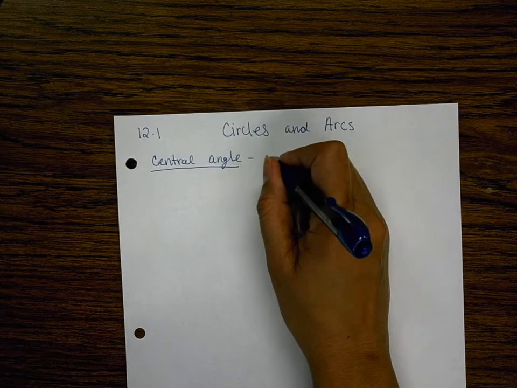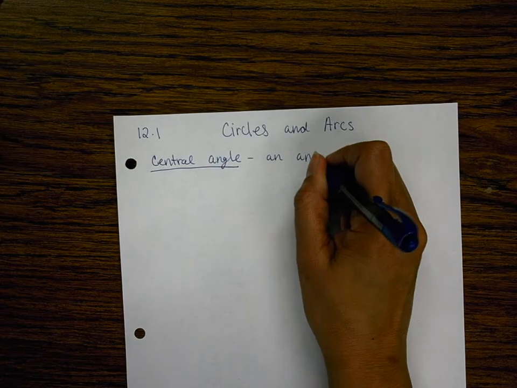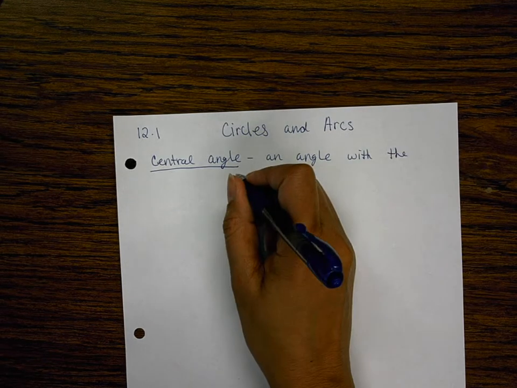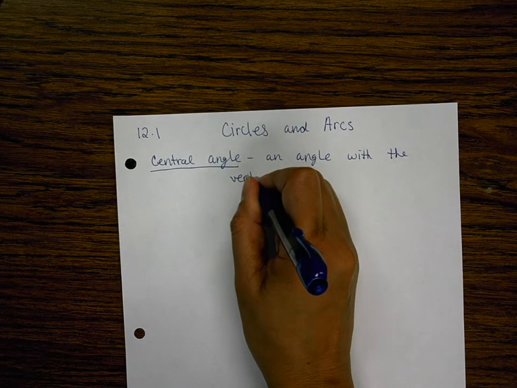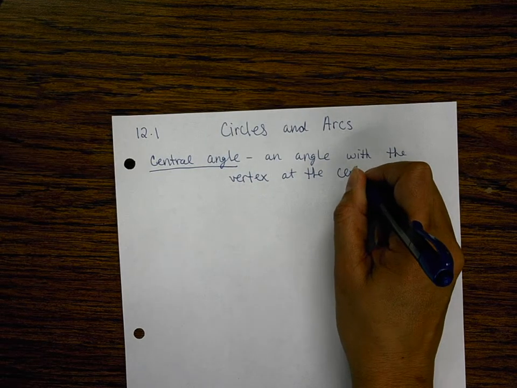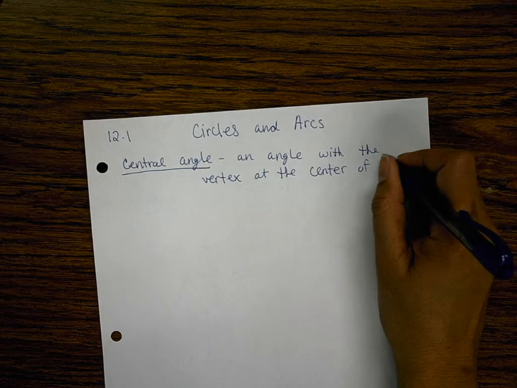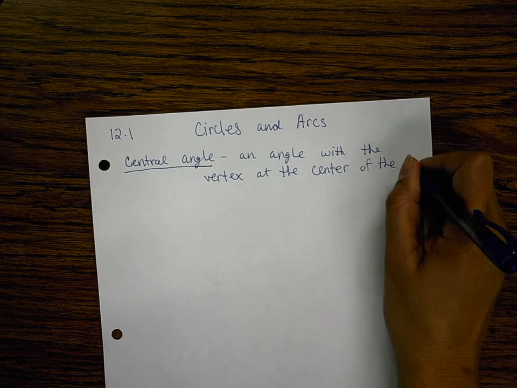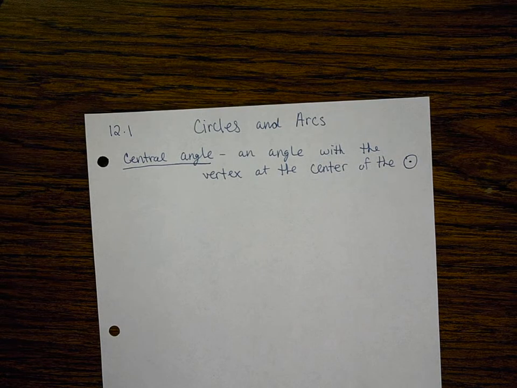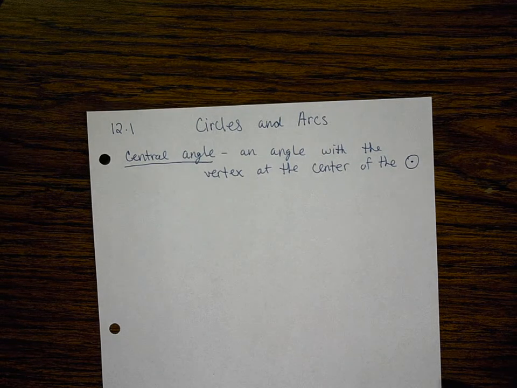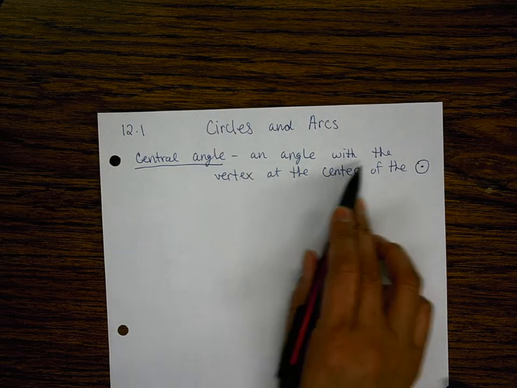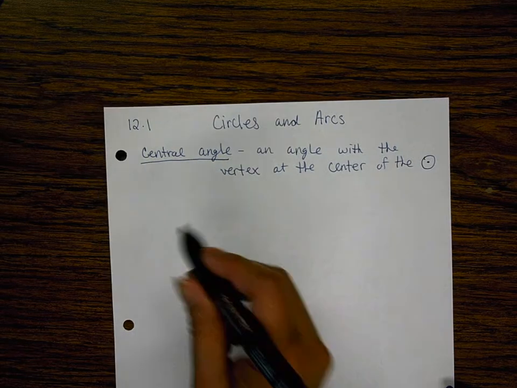A central angle is an angle with the vertex at the center of the circle. And shorthand for circle is just going to be pretty much a circle with a dot. That dot would be the center of the circle. I'll show you a picture of this in just a second. So for now, central angle is an angle with the vertex at the center of the circle.